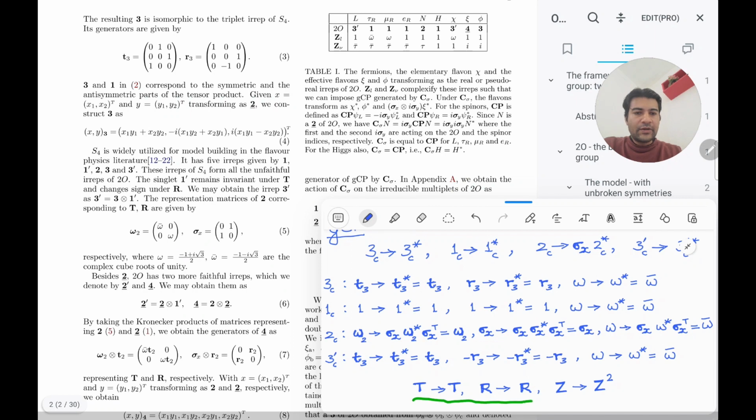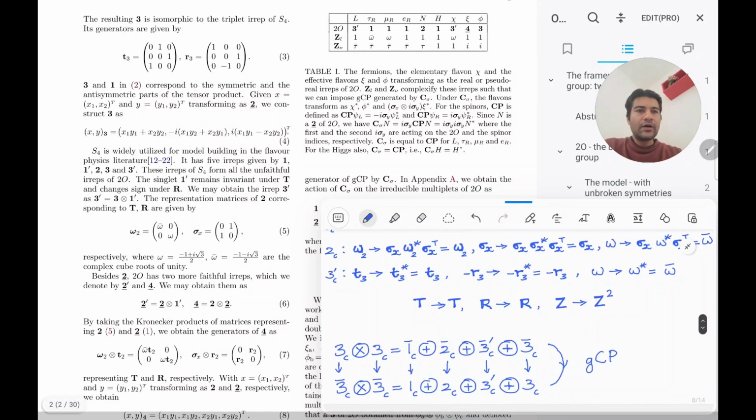T going to T, R going to R, and Z going to Z square, because omega square is omega bar. So this is the transformation, and this is a non-trivial automorphism. In fact, it is an outer automorphism. And since it's an outer automorphism, the generalized CP defined in this way is non-trivial, and it is useful for model building.